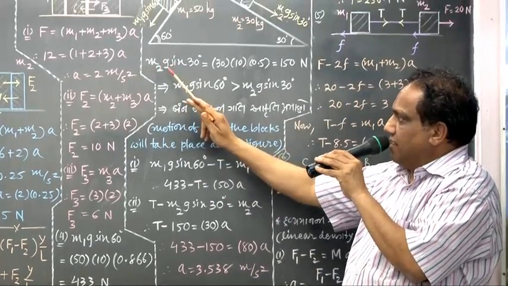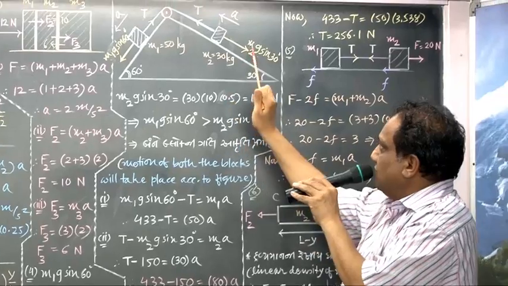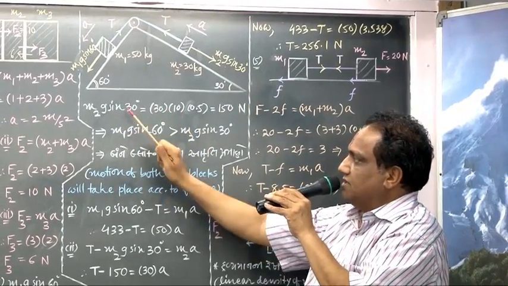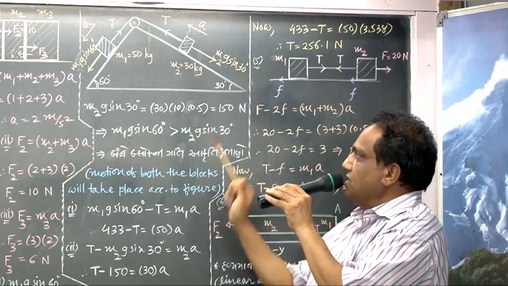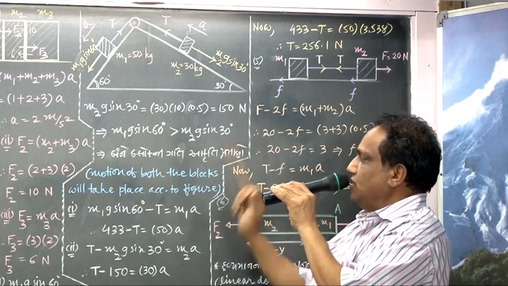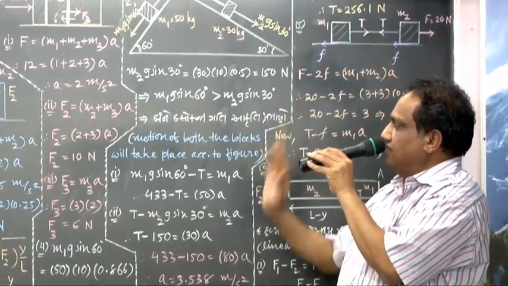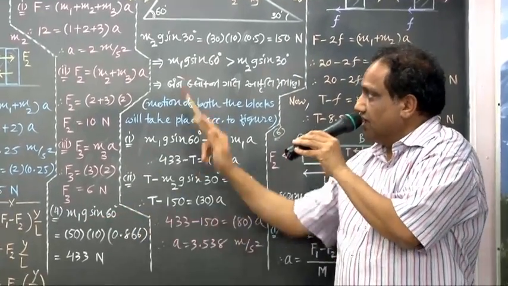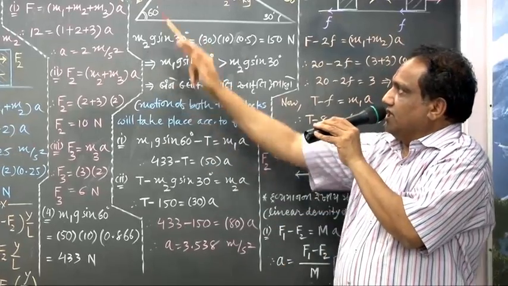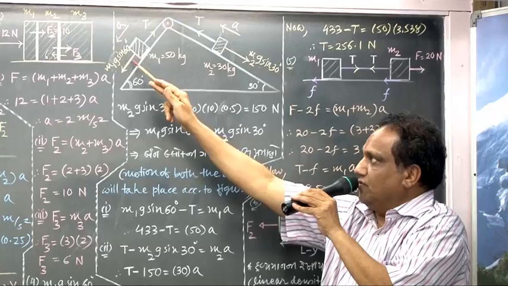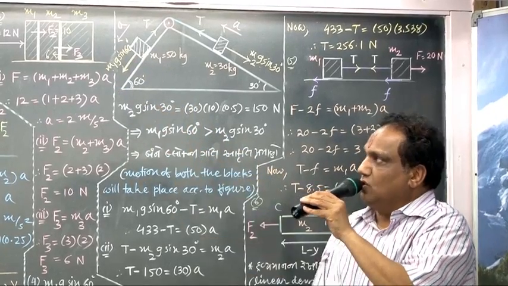What about m2 g sin 30 degree? m2 is 30 kg, g is 10 meter per second square, sin 30 is 1 by 2, which is 0.5. It comes out to be 150 Newton. You can see 433 is greater than 150. So this force is greater than this force. When this force is greater, this block will naturally start sliding towards the bottom of the slope.